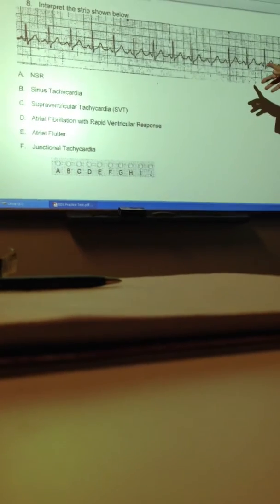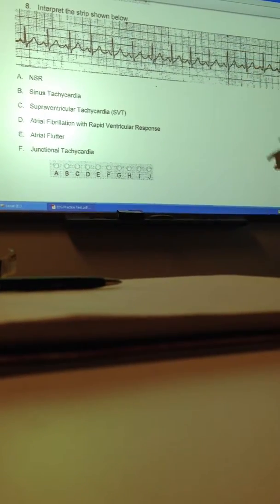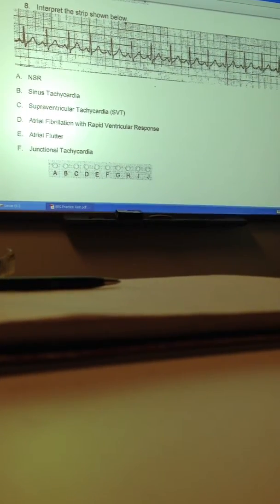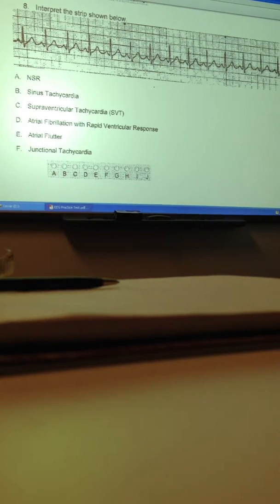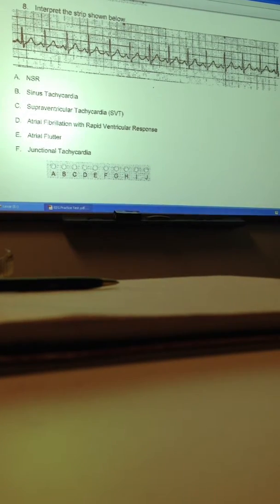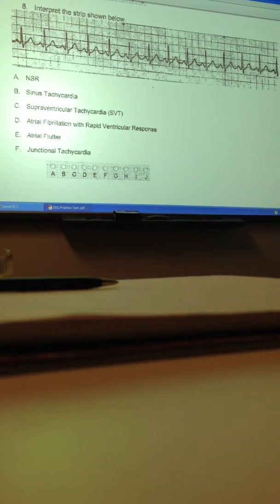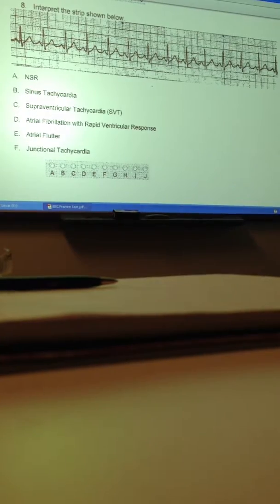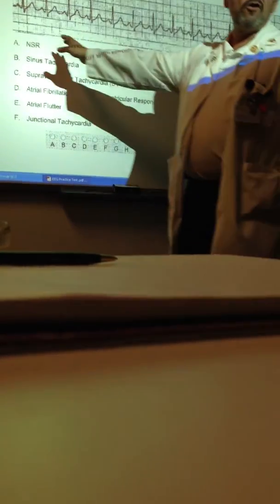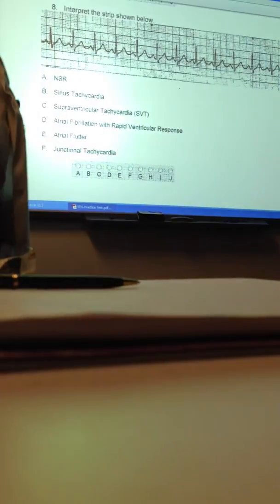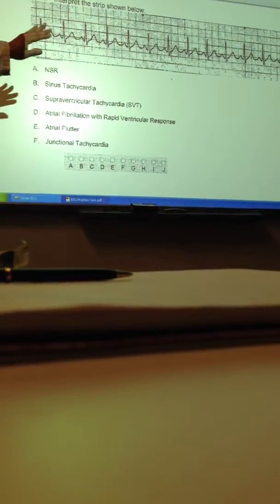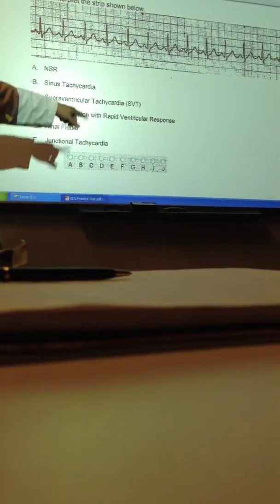What do I got? Is it a sinus rhythm? Normal sinus. Tachycardia for sure. How do you know? Because there's a lot of them. 1, 2, 3, 4, 5, 6, 7, 8, 9, 10, 11, 12, 13, 14 in one strip. So we know it's not normal sinus because the rate's too fast, right? So let's throw that out. Is it a sinus tachycardia?